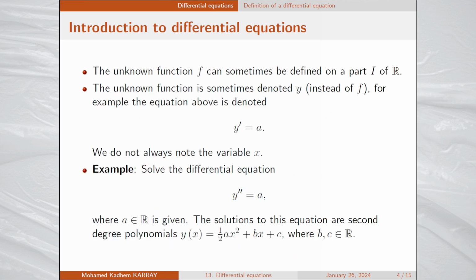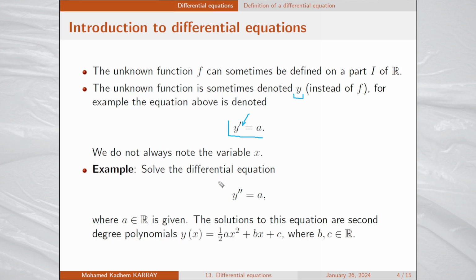The unknown function f can sometimes be defined on a subset I of the set of real numbers. So it does not always have to be defined on all the set of real numbers. Moreover, the unknown function is sometimes denoted y instead of f. For example, the equation considered previously is denoted y prime equals a. Observe, moreover, that we do not always note the variable x here, so we don't write y prime of x equals a, we simply write y prime equals a.